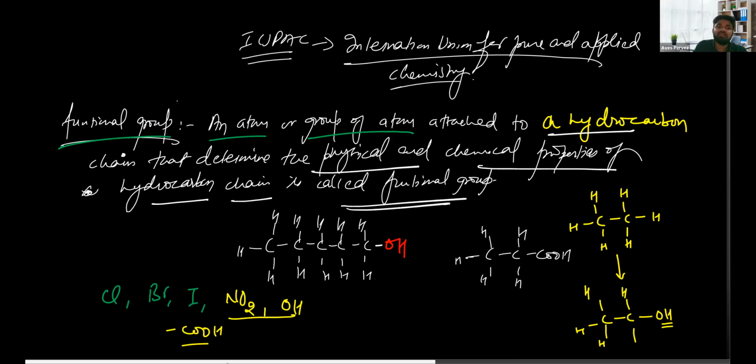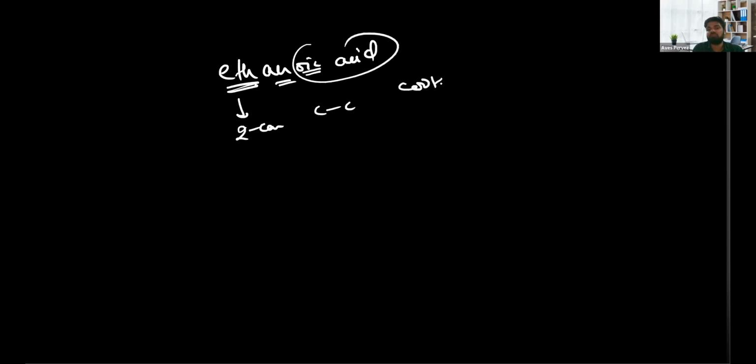If we're talking about ethanoic acid, it is representing that eth means 2 carbons, an means single bond between carbon atoms, and oic acid means a COOH group is attached. So a lot of information you can discover from it.